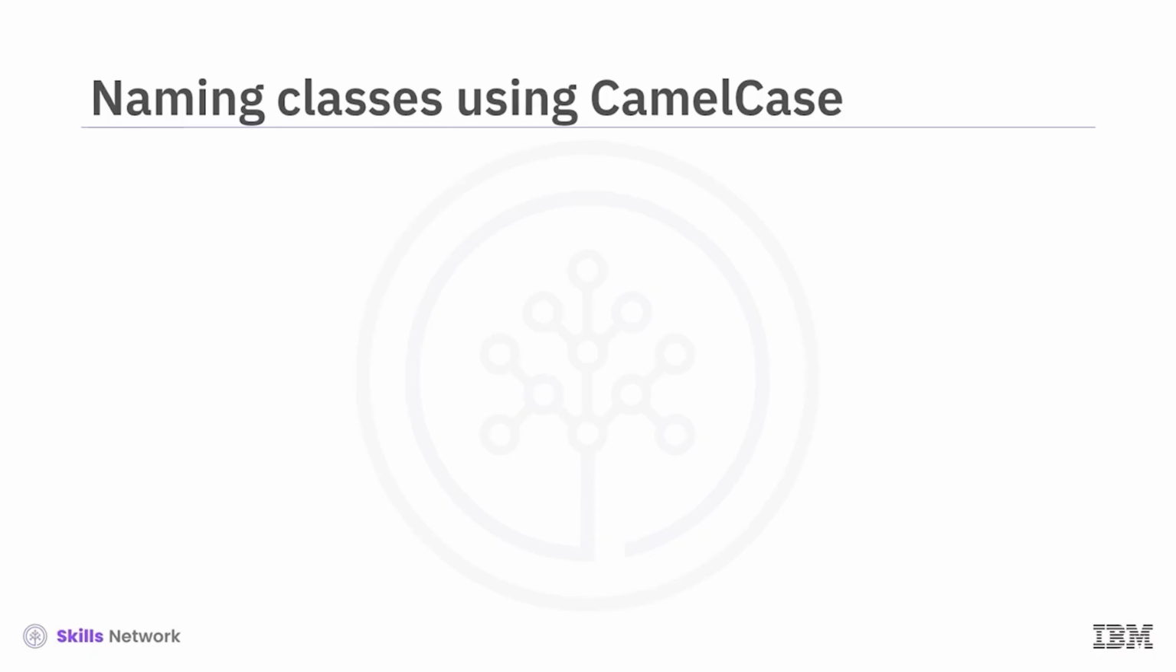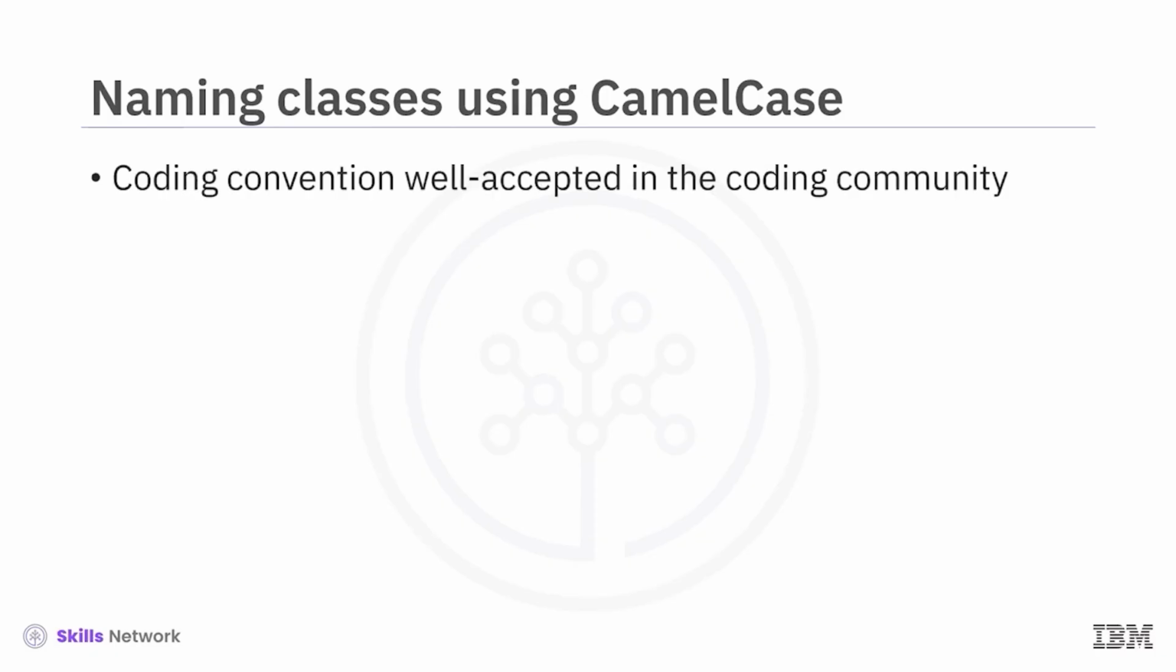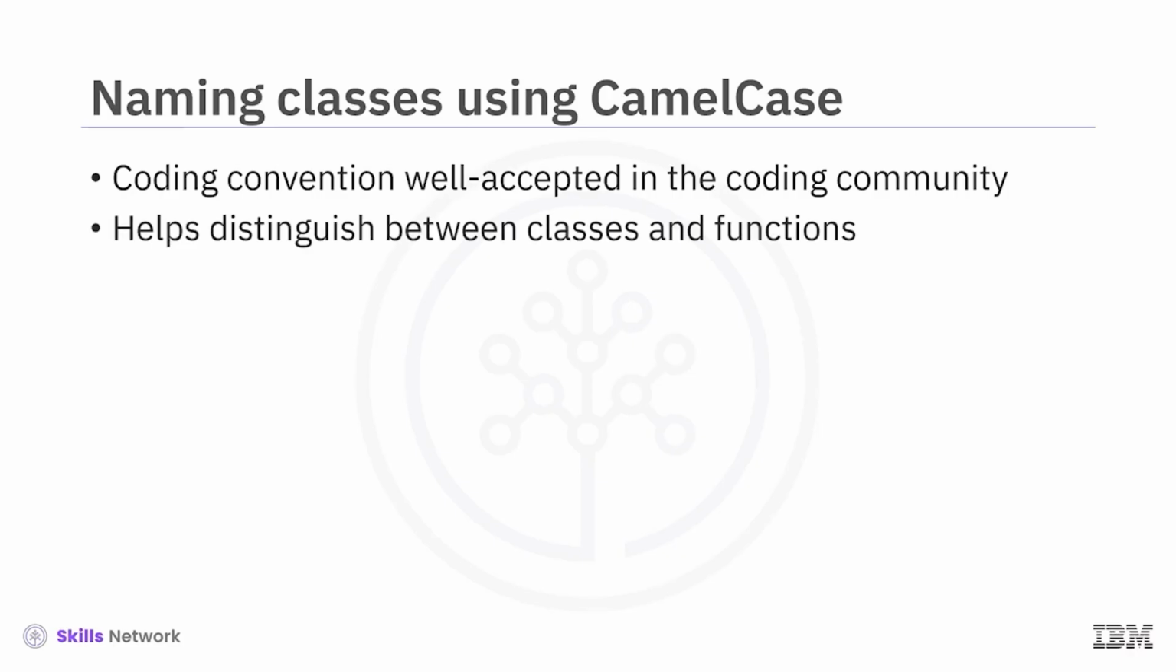Naming the classes using camel case is also a coding convention. Camel case, or the cap word case, is a naming convention for classes that is well accepted in the coding community. Camel case also helps distinguish between classes and functions in the code.